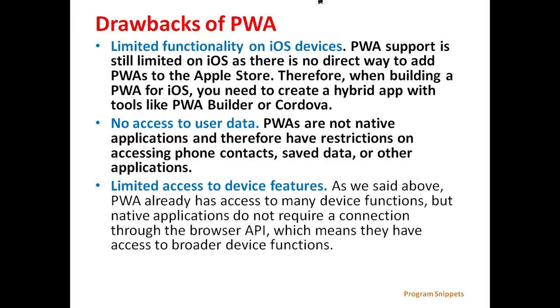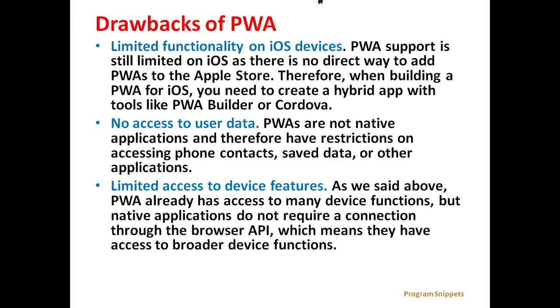Progressive web apps are not native applications and therefore have restrictions on accessing phone contacts, saved data, or other applications. Limited access to device features. Progressive web apps already have access to many device functions, but native applications do not require a connection through a browser API, which means they have access to the broader device functions.